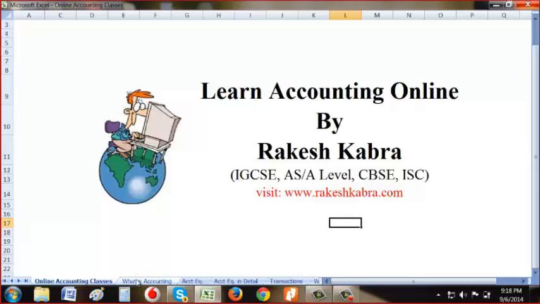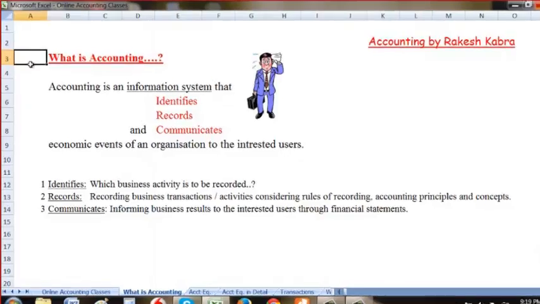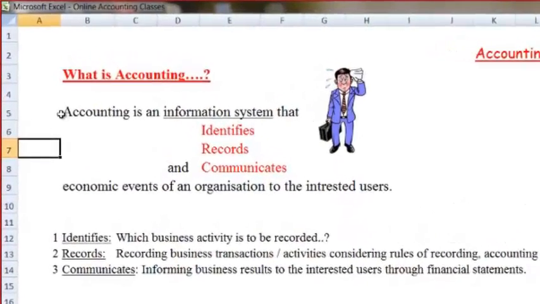Our first topic today, we will discuss the basic concepts. What is accounting and what are the rules we require to record the transactions? First we should know what accounting is. What do we mean by accounting? So see here, the definition is given.